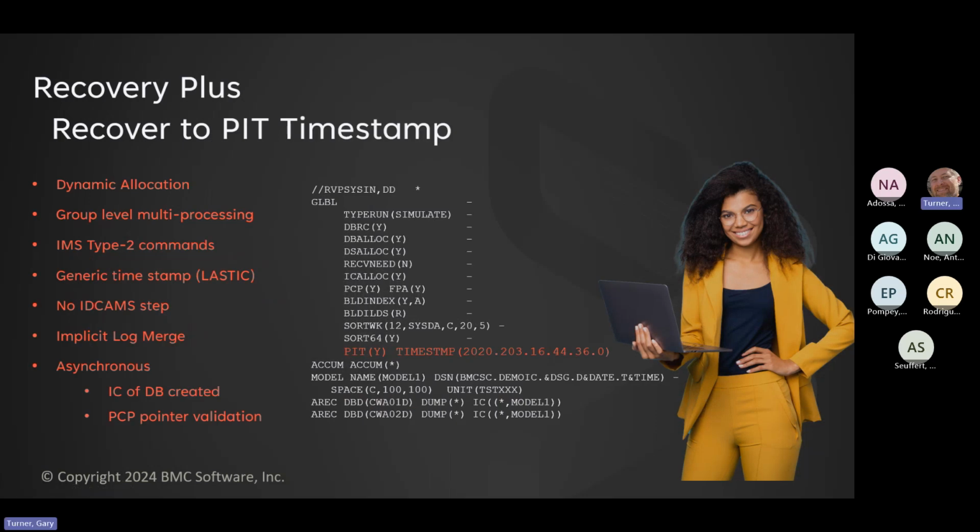Let's see. Here's a PIT timestamp example. There's probably 15 or 20 different timestamp formats you can use. They're all documented, so whichever flavor you feel like plugging in there is up to you. Sort 64 is going to use above the bar storage, so you use as much of the resources as you can. Don't try to use everything below the line. So anything that we can throw up there, to get more addressability, we will.